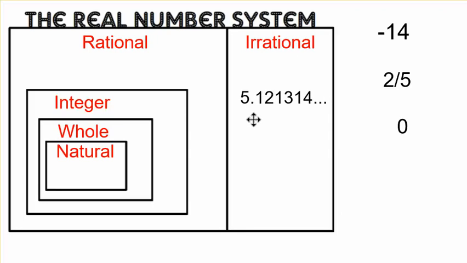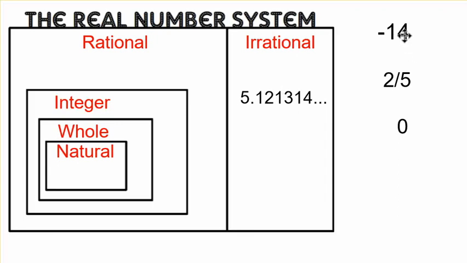So even though there's a little pattern to it, it's point 12, 13, 14, and so on, there's nothing that is repeating. We can't put a bar over any of those digits. So that is irrational. Okay, then we get to, let's say, negative 14.